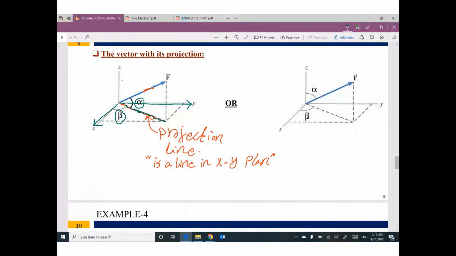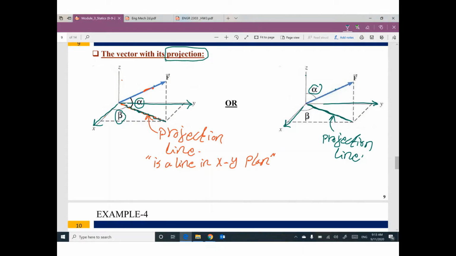The same thing here. We have a line here. This line called projection line. And this line is in xy plane. This time we have angle alpha between the force and the z axis, and then we have angle between the projection line and the x-axis. So we have something different. We have something called projection line in xy plane. So we need to start from this point.